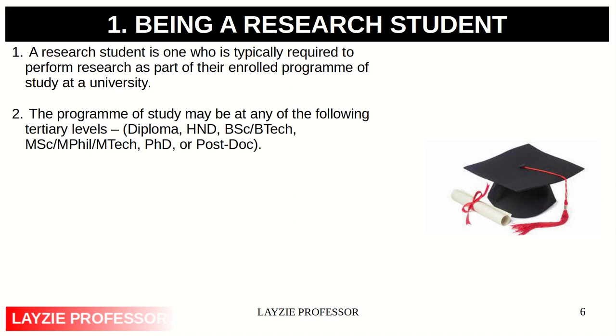And the program of study at the university level may be at different levels. There can be one at the diploma level, it can be either at the HND level, or at the bachelor's level, or at the master's degree level, or at the doctor of philosophy or PhD level. Or sometimes, you could even go beyond the doctor of philosophy level and do a postdoc, or what you call a post-PhD program. At each of these levels, once you're engaged in your research, you are a research student.